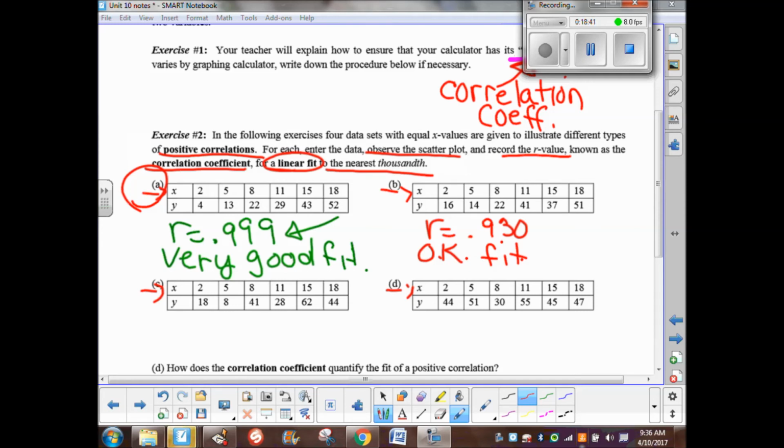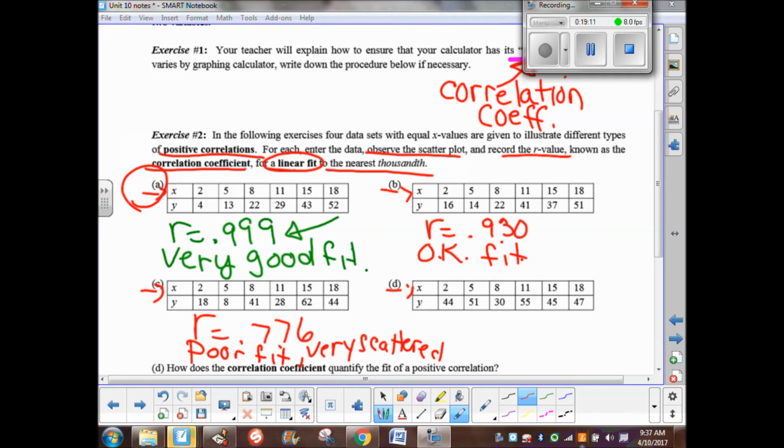Those of you that did C, what did you get for the R value? 0.776. Okay. Clearly away from B, not as good as B, and certainly not as good as A. And when you looked at the scatter plot, it was even more scattered, right? So I would say that that's a poor fit. It was very scattered when you looked at it.